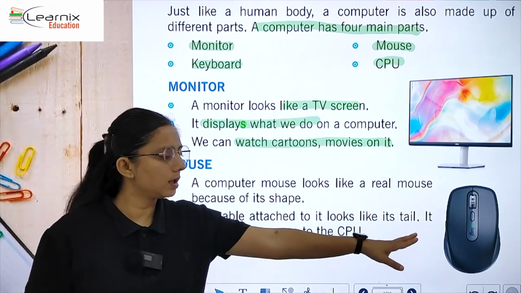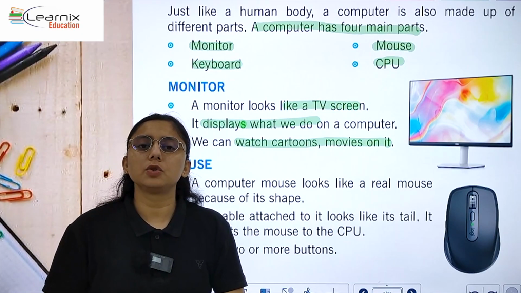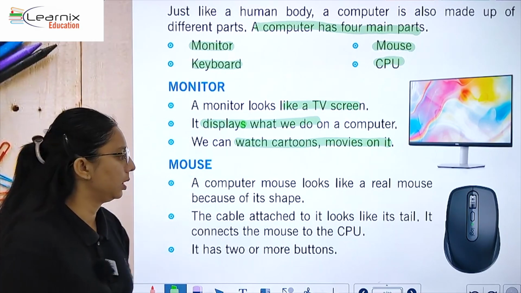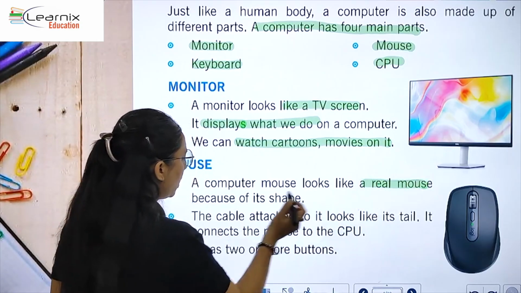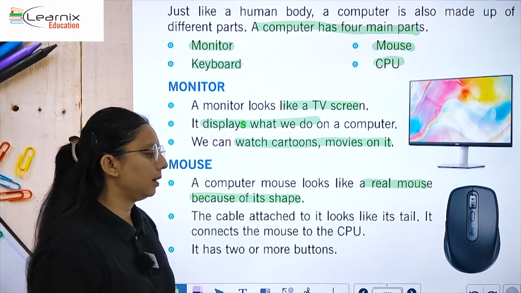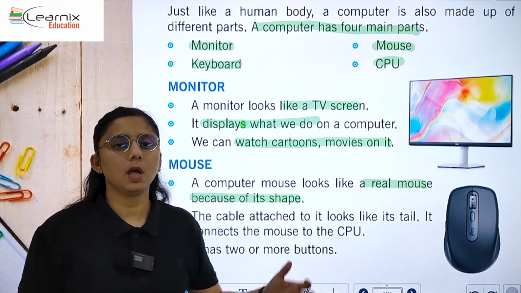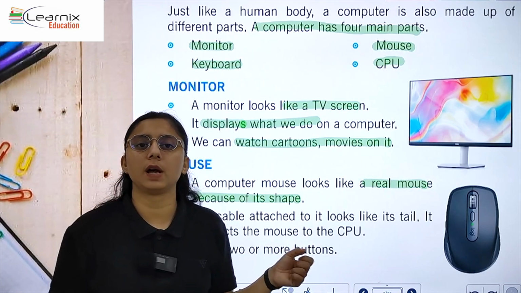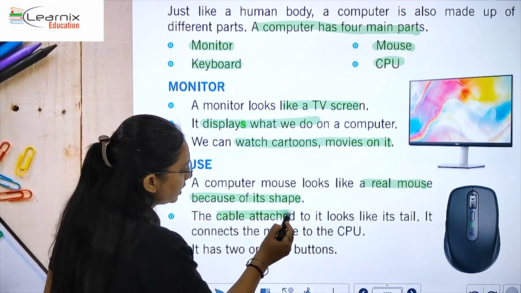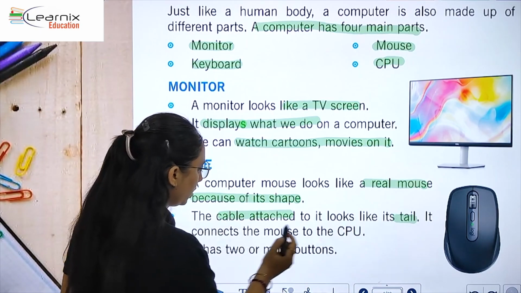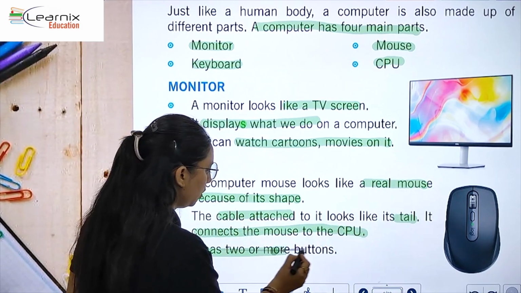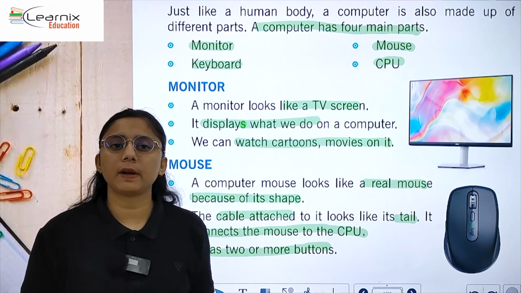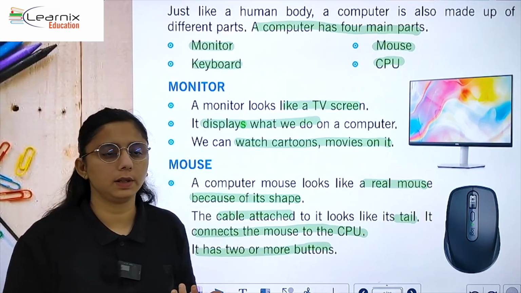Next is your mouse. It is a pointing device. It is used to select any folder you want to select on the computer. A mouse looks like a real mouse because of its shape. And we have different types of mouse. In some mouses, we have a cable attached to them, and some mouses are wired. A cable attached looks like a tail and it connects to the CPU. It has two or more buttons, left and right button, and in between there is a scroll wheel.